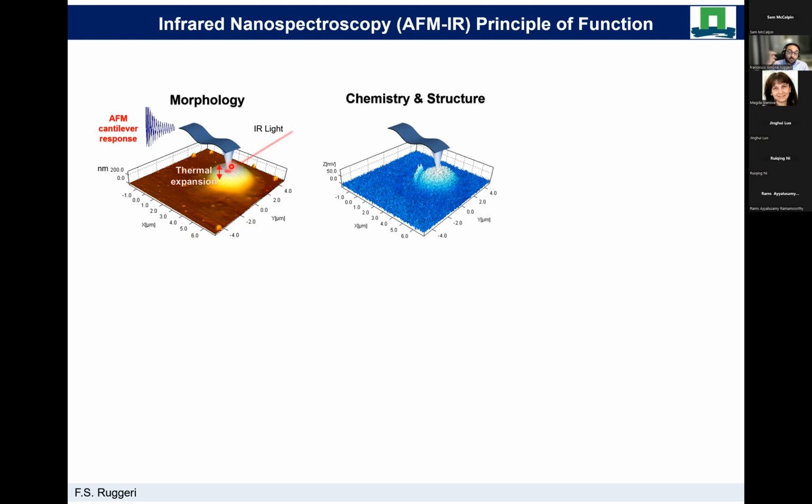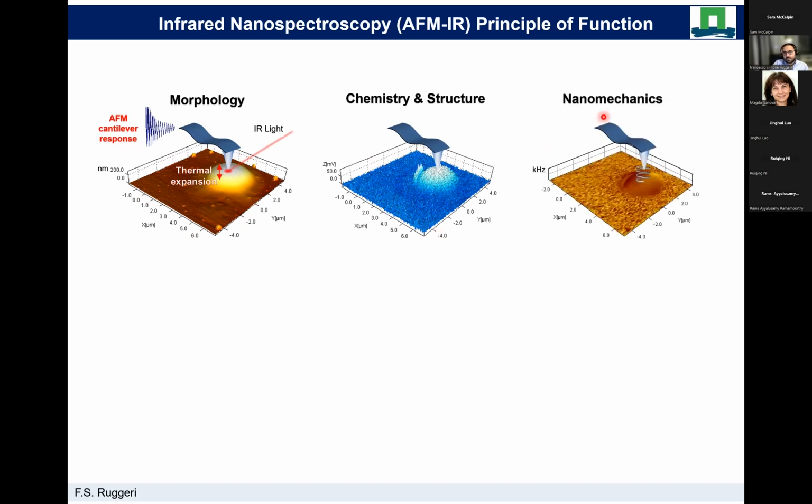We will have a vibration of the bonds which are absorbing the light. This vibration can be dissipated as thermal heat, and this heat will cause a thermal expansion of our sample. And this thermal expansion can be measured by the tip of the AFM, and this response is proportional to the IR absorption. So this means that now we can have maps of chemistry together with maps of morphology.